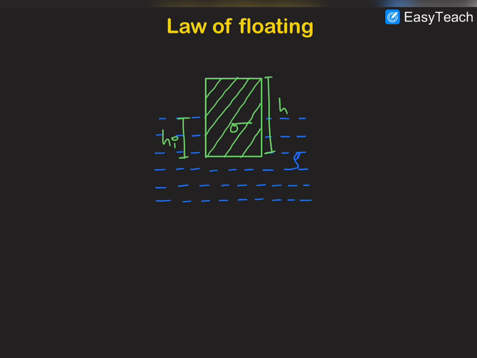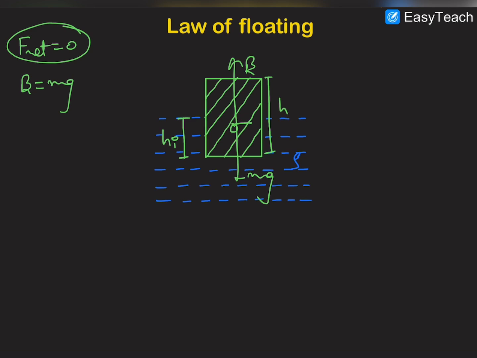Obviously if this system is at rest, the buoyancy will be balancing the mg acting on the block, and therefore we can say that for floating the net force will be zero. If the buoyancy is acting in the upward direction and mg is acting in the downward direction, then buoyancy will be balancing mg if the block is floating. Buoyancy will be V immersed into density of liquid into g, and mg will be V total into density of solid into g. So cancelling g with g, Vi by V will be equal to sigma by rho.